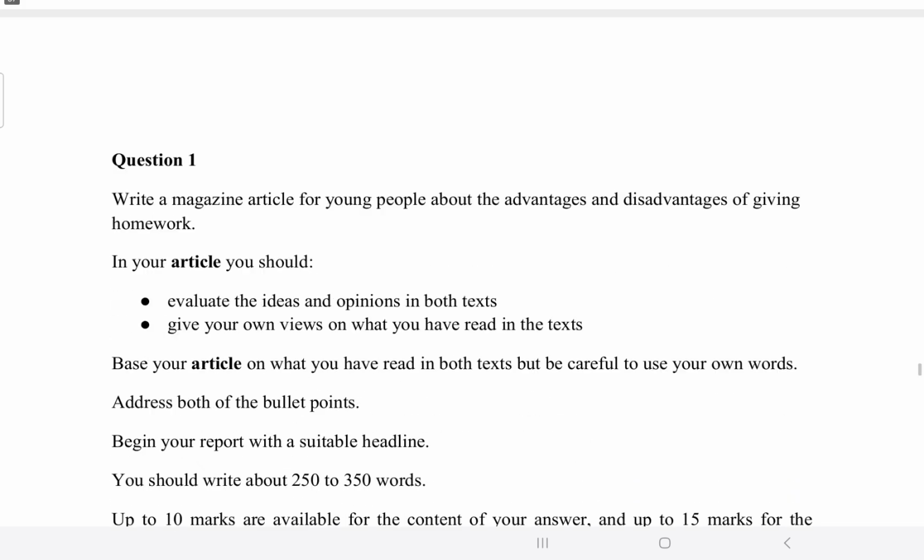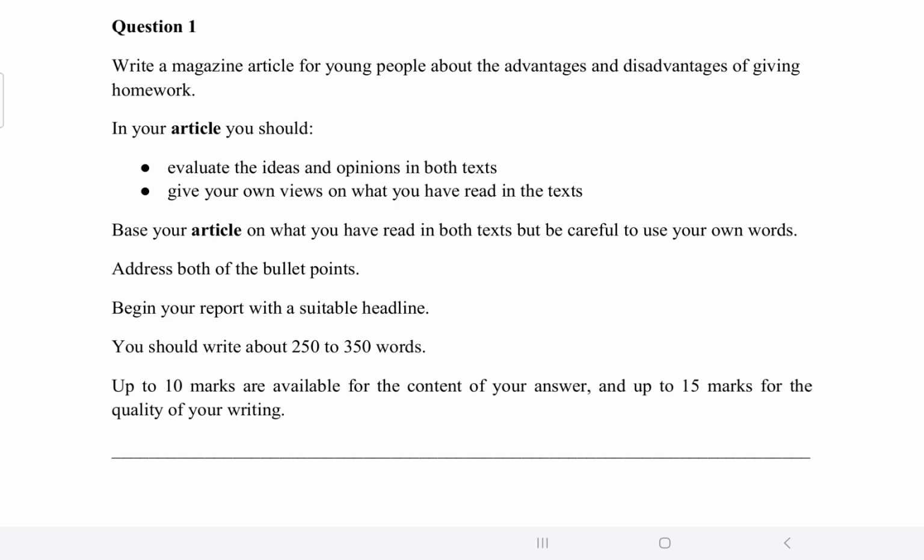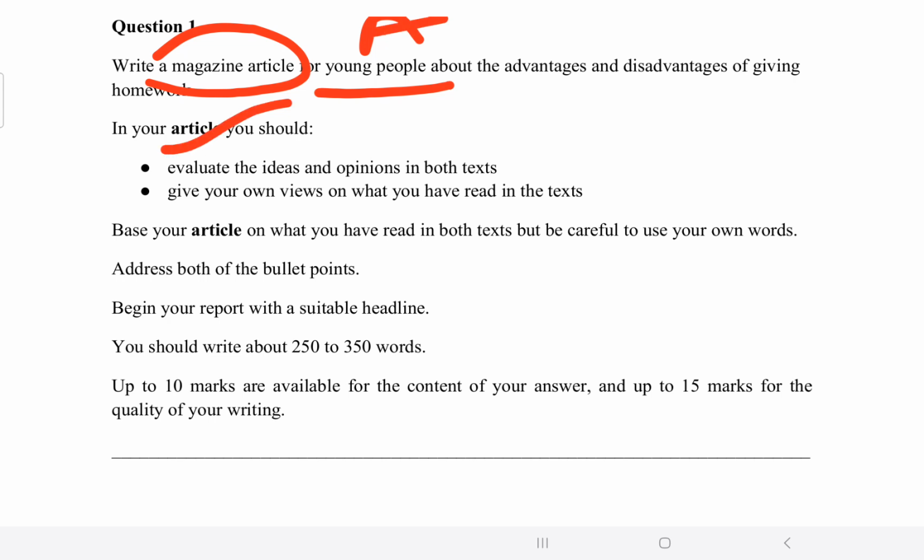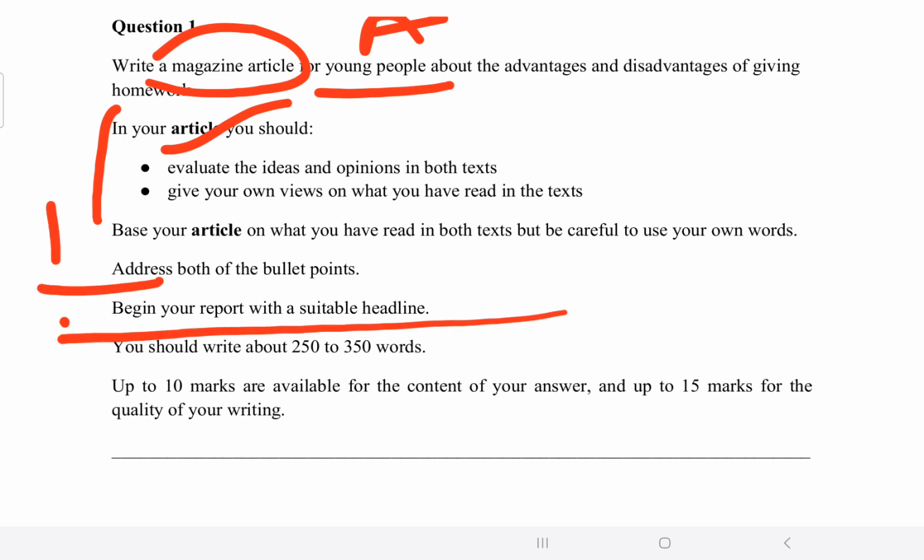This is speech. Then the next question is to write a magazine article. Now this task is an article for young people. They are your audience. It is about the advantages and disadvantages of giving homework. Article, this is the same, this is also the same. Now here they have demanded, begin your article with a suitable headline. So in an article, a headline is important. You must give your headline there.